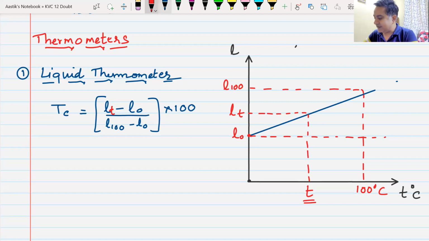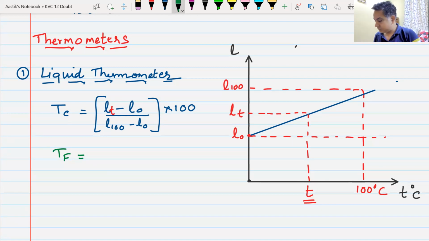Similarly, if I have to make a formula on the Fahrenheit scale, T_F, what would the formula look like? It does not require physics, it just requires common sense. If I had to make a formula on the Fahrenheit scale, how would the formula look like, my dear friends?